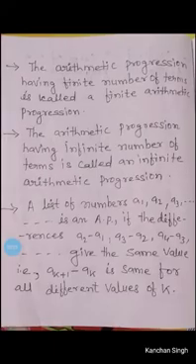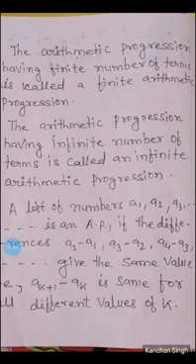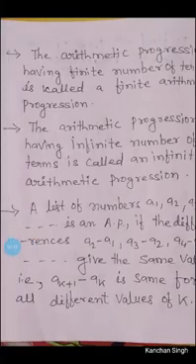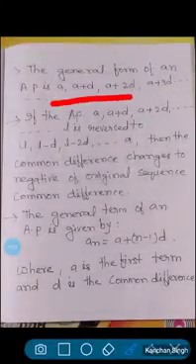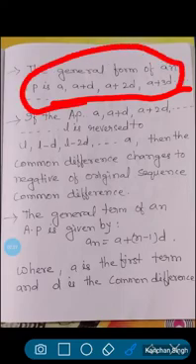So a list of numbers A1, A2, A3 and so on is an AP if the differences A2 minus A1, A3 minus A2, A4 minus A3 and so on give the same value, that is A(k+1) minus A(k) is the same for all different values of k. Now you have to remember the main thing. The general form of an AP is what? A, A plus d, A plus 2d, A plus 3d, like that. This you have to remember. The general form of an AP is A, A plus d, A plus 2d, A plus 3d and so on.